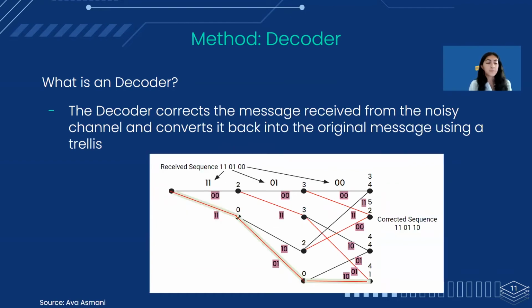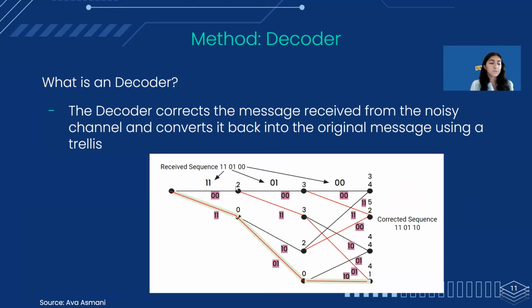The next method of implementation was implementing the decoder. The decoder corrects the message received from the noisy channel and converts it back into the original message using the trellis. The decoder uses a trellis as almost a conversion table to get back to the original message. This is what a trellis looks like. Each state transition going from one black dot to the next requires an input bit of 1 corresponding to the red line or a 0 corresponding to the black line.